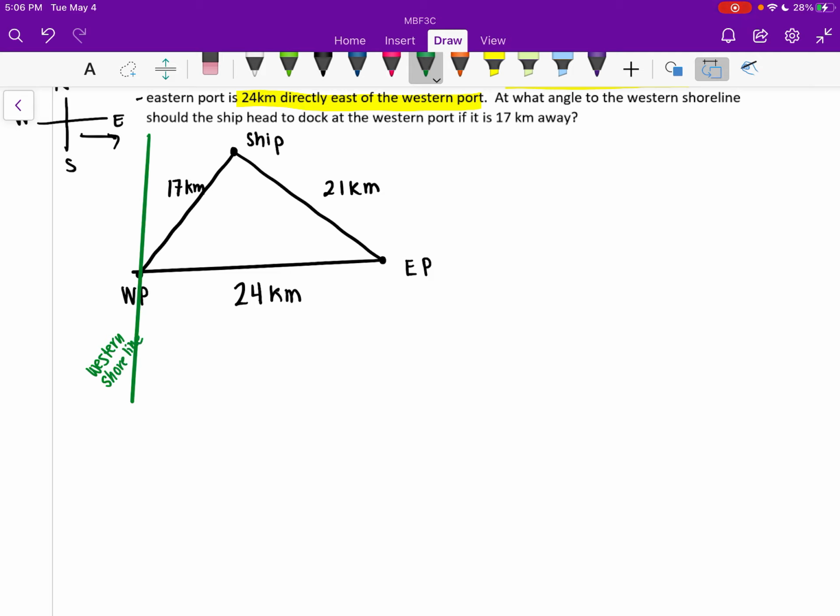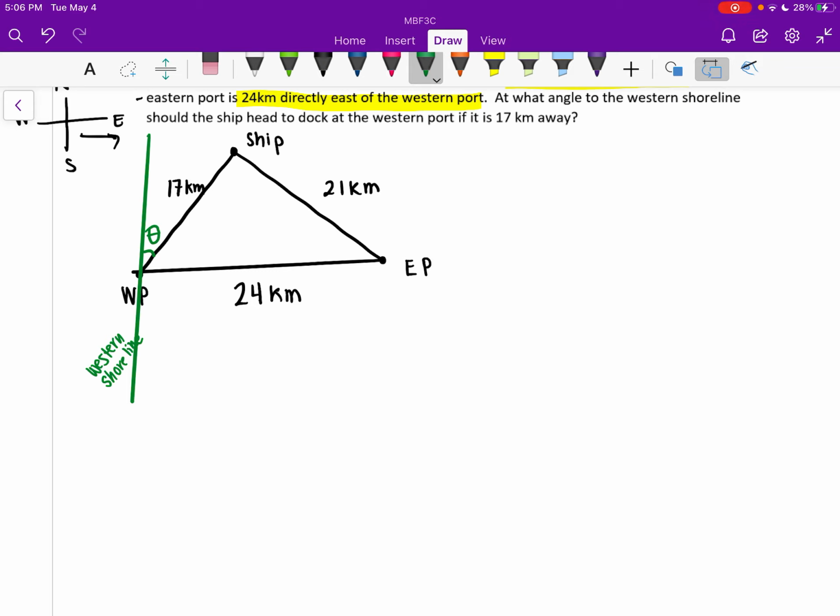So if this ship now is going to come this way, what angle does it want to come at? And that angle is going to be represented by this right here. Right, so this is the angle we're looking for. So I'm going to write this in as theta.